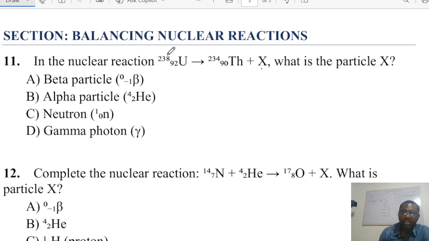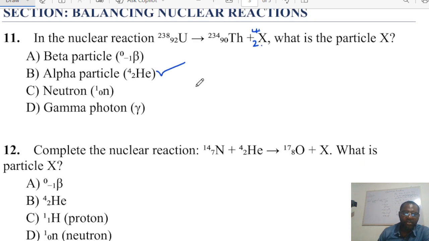So this is 238, this is 234, that means this has to be 4 to make it balance. This is 92, this is 90, so 90 plus 2, that makes it 92. So the only particle that has a mass number of 4 and atomic number of 2 is the alpha particle. So B is the answer to this question.